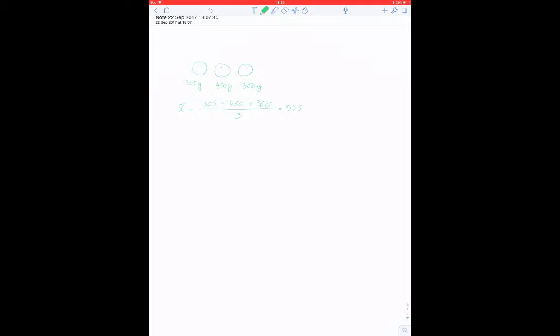355 grams. And if I tell you that an average apple that I bought is 355 grams, you can get a pretty good idea what apples I have in my basket. So this example works fine for the typical value of the apples.